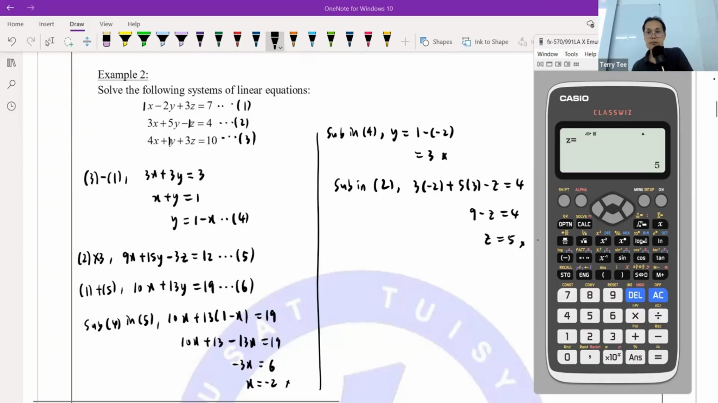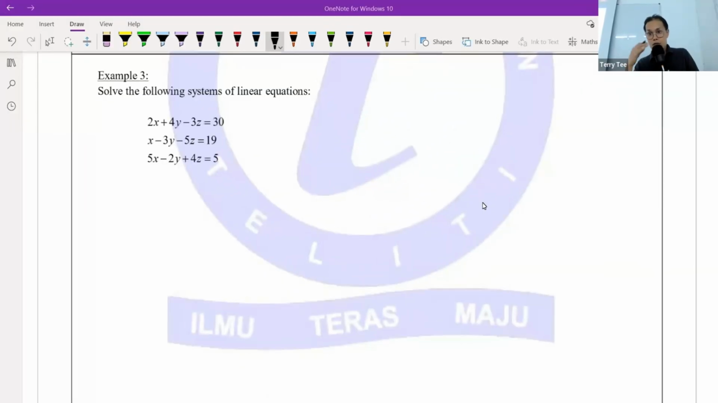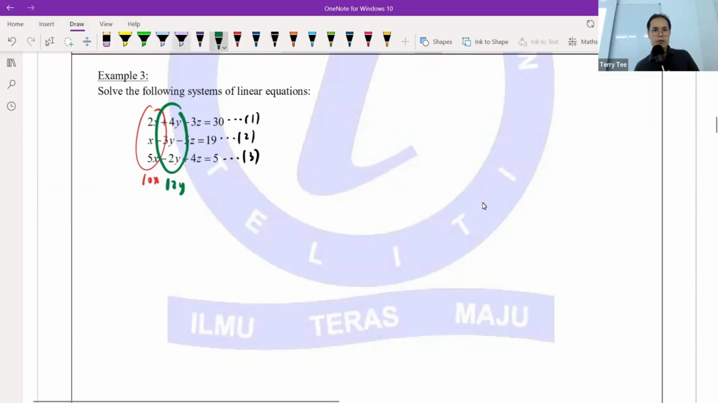Okay, not difficult. The next question, again, solve 3 unknowns. Call this equation 1. Call this equation 2. Call this equation 3. Right? So which one can we get rid of? x, y, or z? Which one is easier? Okay, let's look at the LCM. This one, the LCM is 10. The second one, the LCM is 12, right? This one, 3, 5, 4, 60.